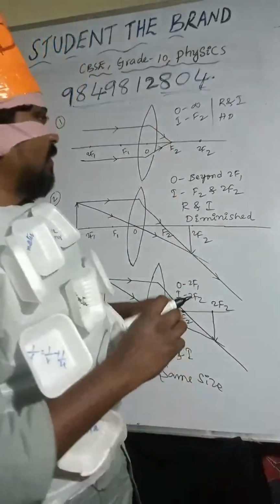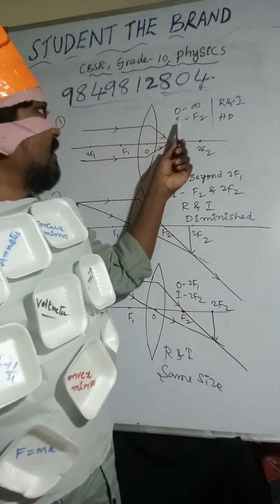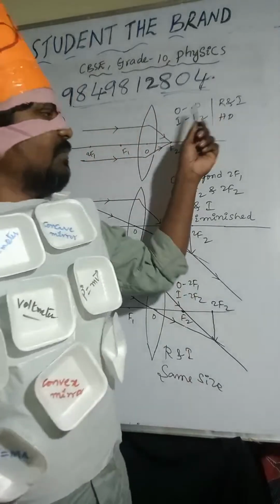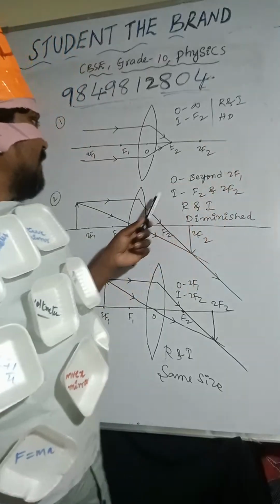So image is forming at 2f2. Object is placed at infinity. Image is forming at 2f2. Nature of the image is real and inverted. Size of the image is highly diminished.